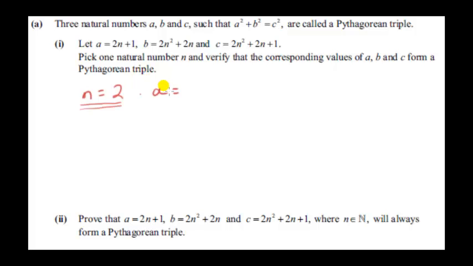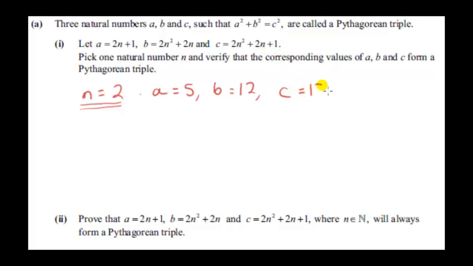So let's pick n equal to 2. n has to be a natural number, a positive integer. So 2 2s are 4 plus 1 is 5 for a. b is going to be 2 times 4 is 8, plus 4 is 12. And as for c, we're going to get 2 times 2 squared. Well, that's 2 4s are 8, plus 2 by 2. That's 8 plus 4 is 12, plus 1 is 13.